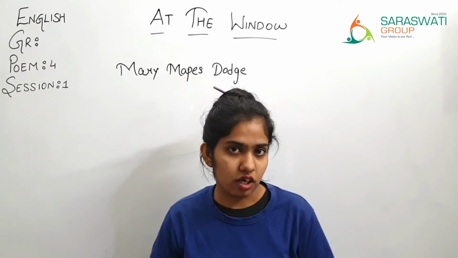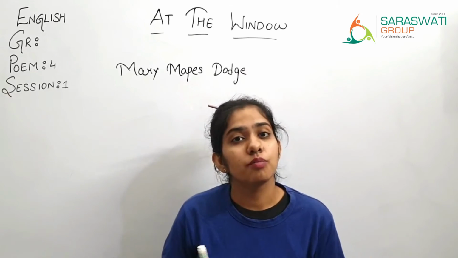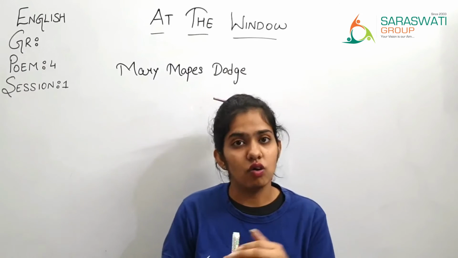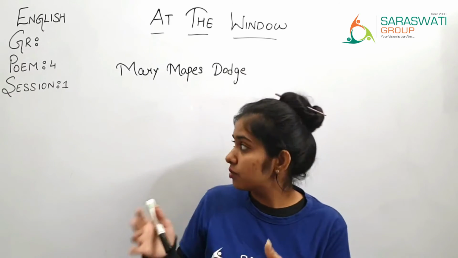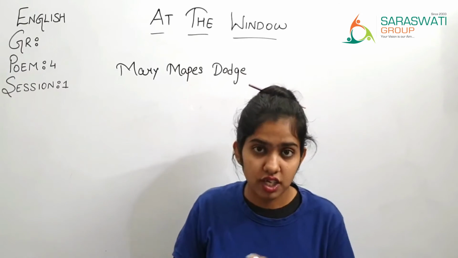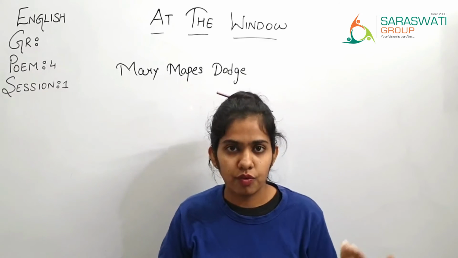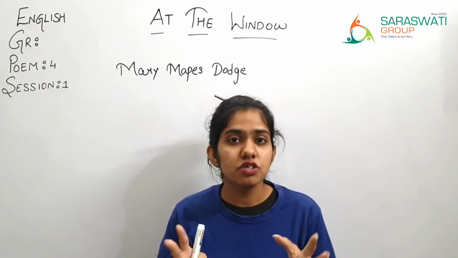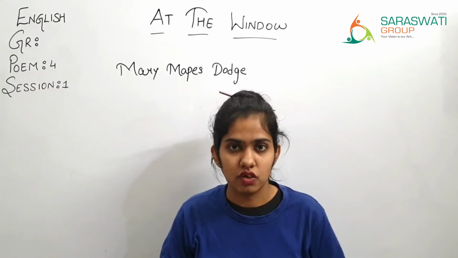We have learned vocabulary, then we have understood the chapter, then we have understood the poem, then we have also seen the video. We have also understood about who has written the poem, Mary Mapes Dodge, right? And we have seen the MCQ and the opposite words. So this was all about the poem. Now we are moving towards our question answers, right?